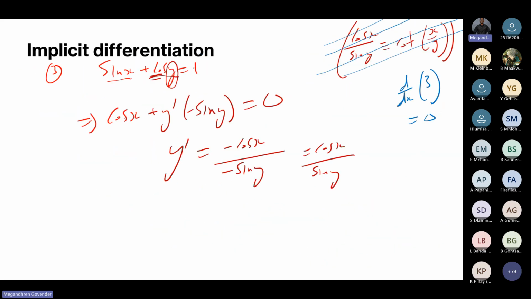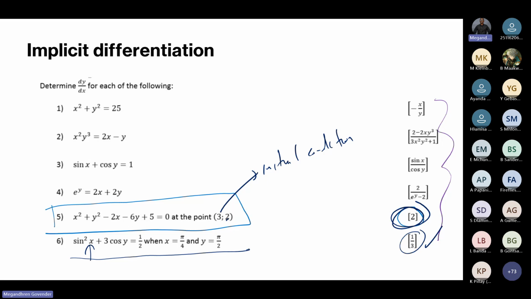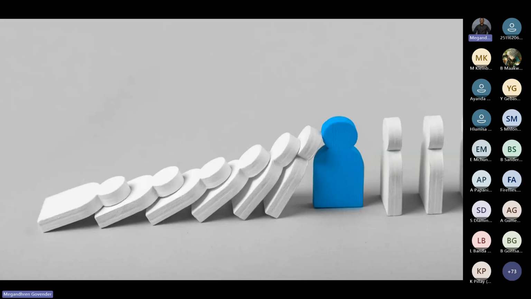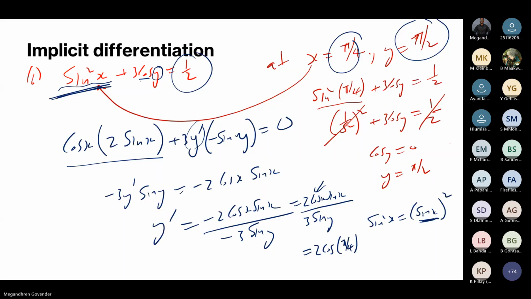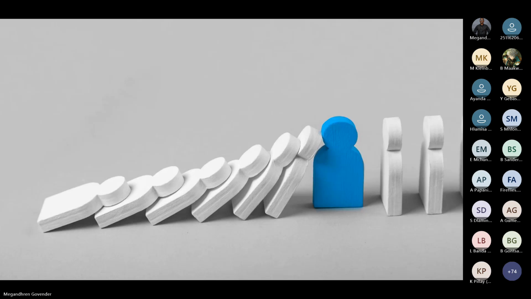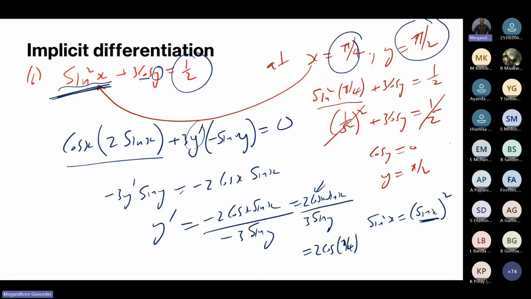So let's go back and verify. Here we go, 1 over 3. Are you happy with that, guys? Question number 6. Yes. All right, good. So this is straightforward. It's not difficult. It's pretty easy.